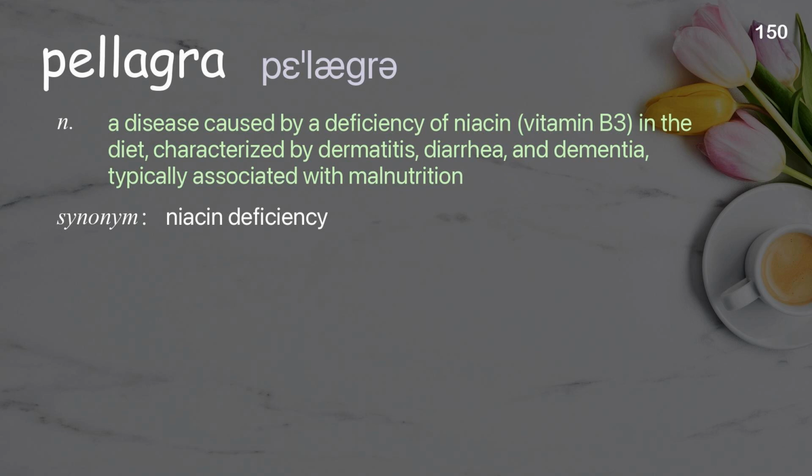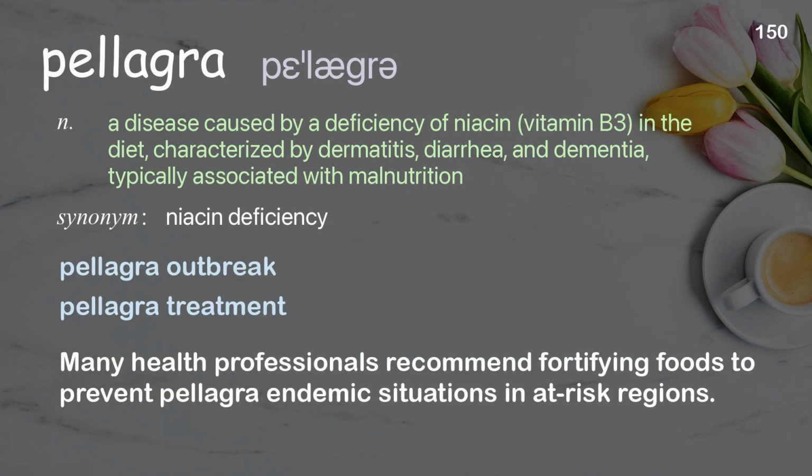Pellagra. A disease caused by a deficiency of niacin, vitamin B3, in the diet, characterized by dermatitis, diarrhea, and dementia, typically associated with malnutrition. Examples: pellagra outbreak, pellagra treatment. Many health professionals recommend fortifying foods to prevent pellagra endemic situations in at-risk regions.